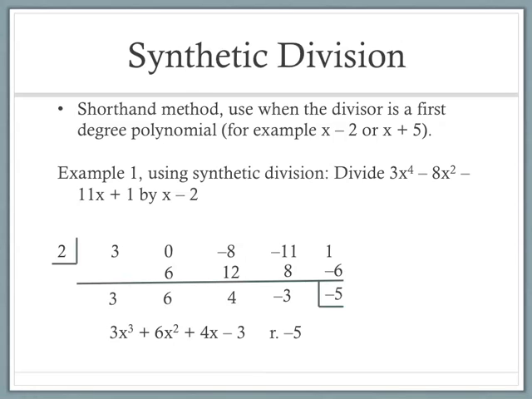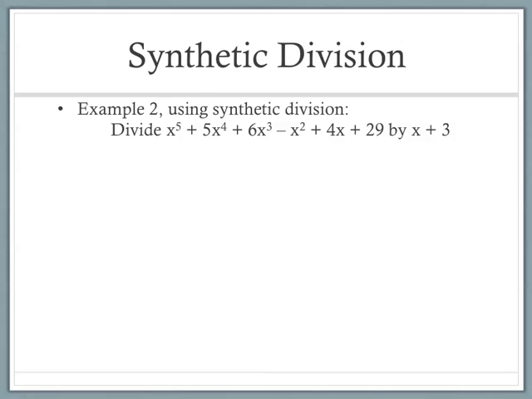Let's do another example of synthetic division. Divide x to the 5th plus 5x to the 4th plus 6x cubed minus x squared plus 4x plus 29 by x plus 3. So take the opposite of 3, that's negative 3. Put that in the upper left corner, and let's fill in our coefficients. So 1, 5, 6, negative 1, 4, 29.